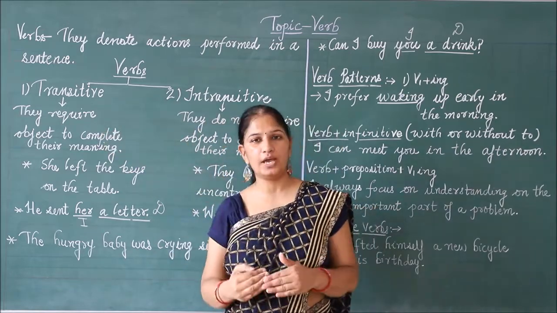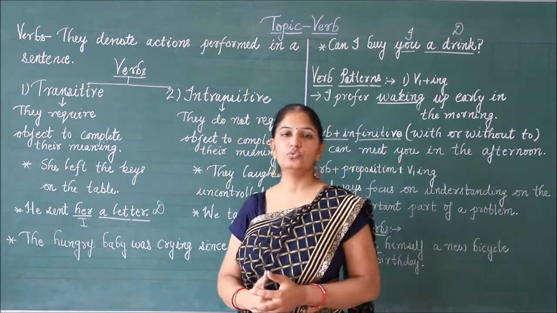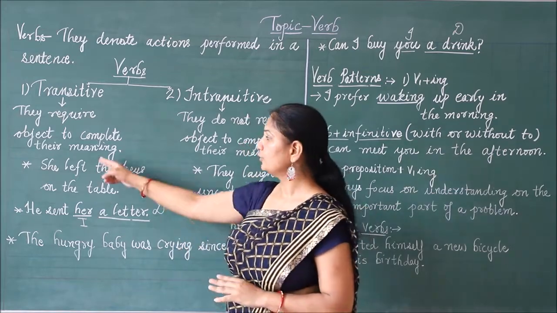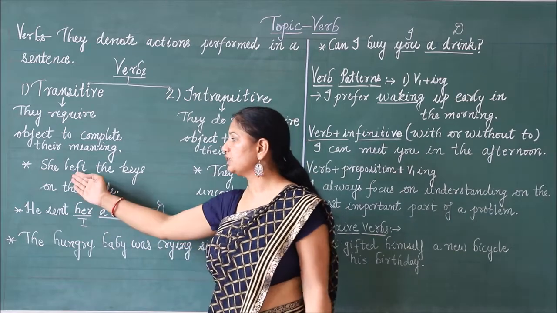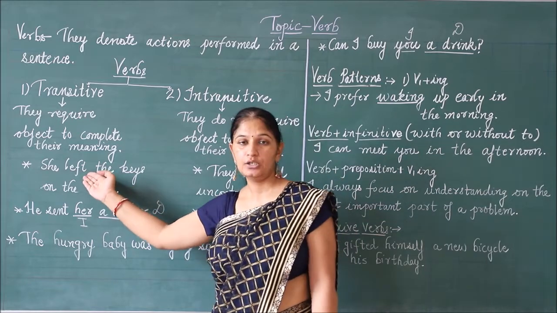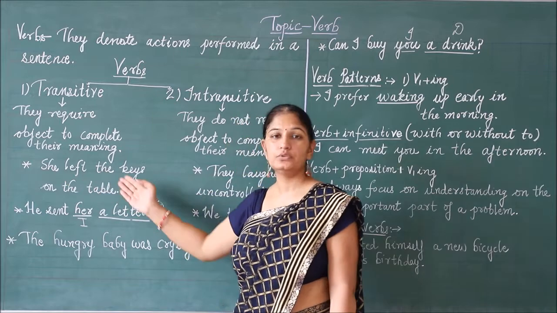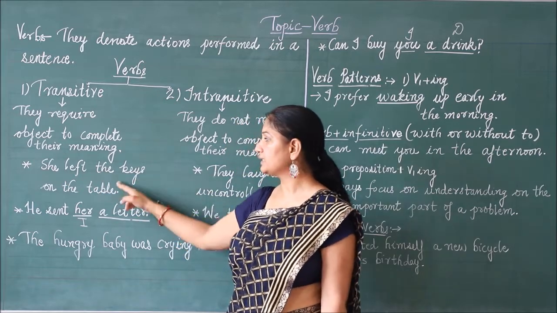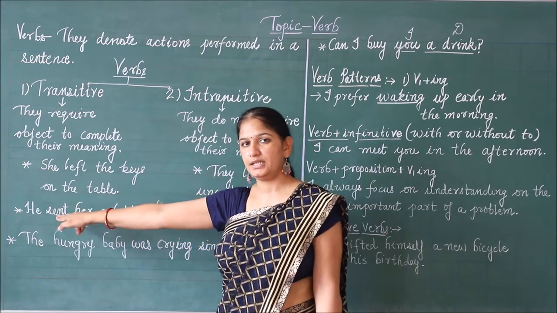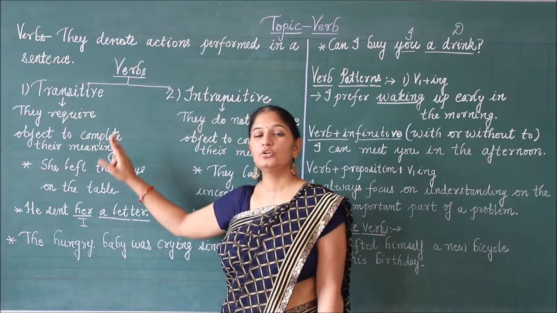Transitive verbs require an object to complete their meaning, but intransitive verbs do not require any object to complete their meaning. For example, a transitive verb: she left the keys on the table. Here if we ask the question from the verb left, she left what? The keys. So we are getting the answer as the keys, so it becomes the object of the sentence. That's why this verb left is a transitive verb.